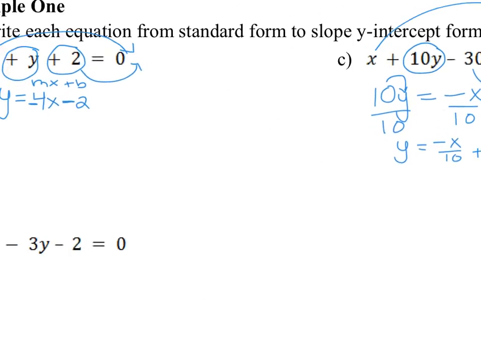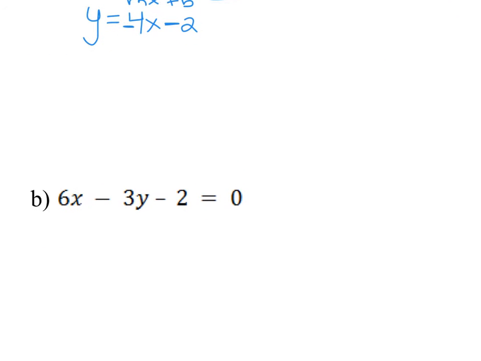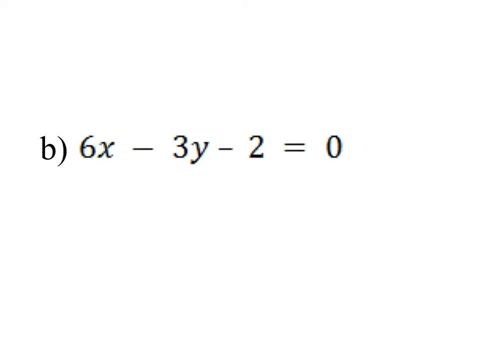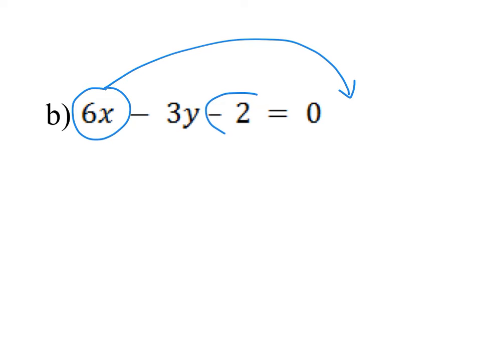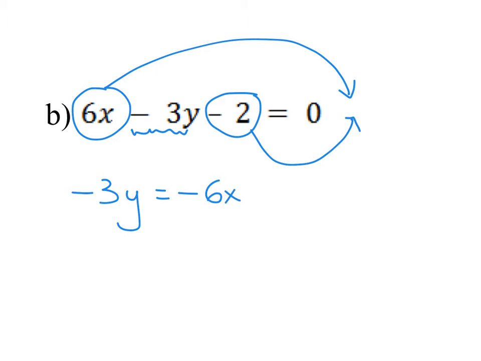One more example to finish off conversions from standard form into linear equations. We'll take 6x, bring it over, negative 2, bring it over to the right side. We'll be left with negative 3y on the left. So negative 3y, we don't change the sign because we're keeping it on the left. The negative 6, because it used to be a positive 6. And now negative 2 is going to turn to positive 2.